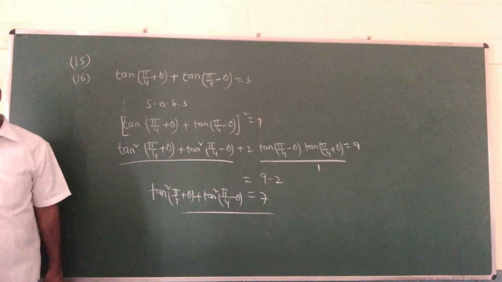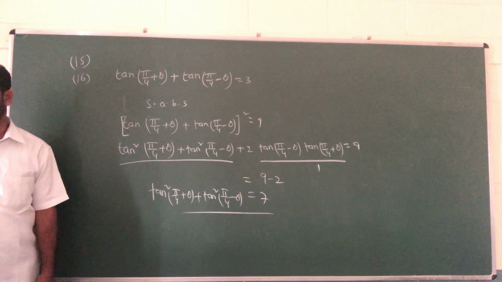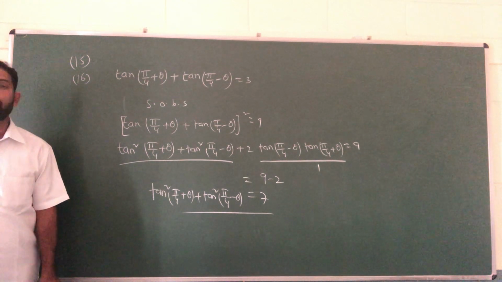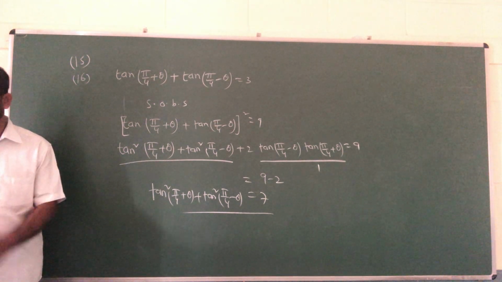Next, the 17th one is the same as that one. So cubing on both sides. Take the 17th one, cube on both sides, and you will get the solution.